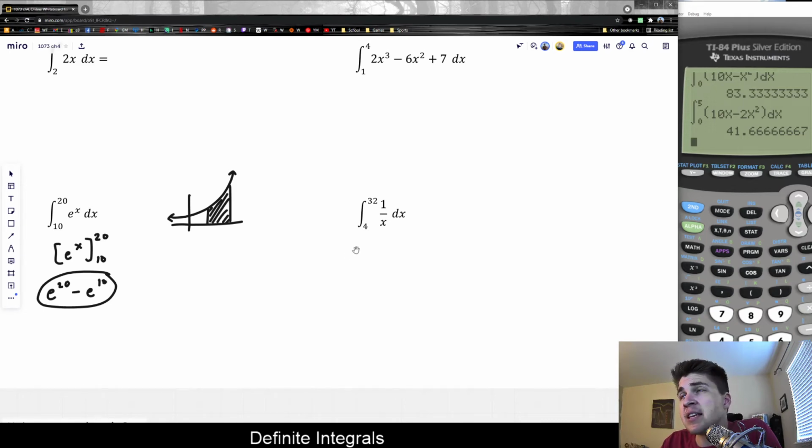So this one, it says the antiderivative or the integral of 1 over x dx from 4 to 32. And so 1 over x is a rational function whose graph looks something like this, the reciprocal function. And we want to know, from 4 to 32. But basically, at 4, it will be 1/4, and 32 would be 1/32.